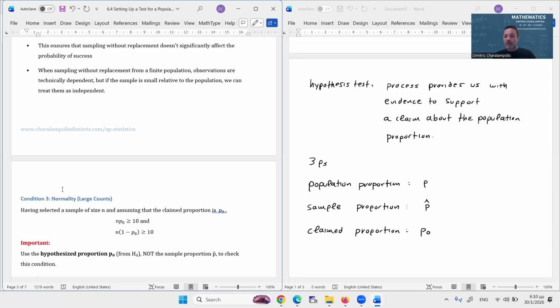For now, just stick with these concepts. A hypothesis test is a test that provides us with evidence to support a claim. There are three different proportions: population, sample, and claimed. And finally, three conditions: one about randomness, two about independence, three about normality.